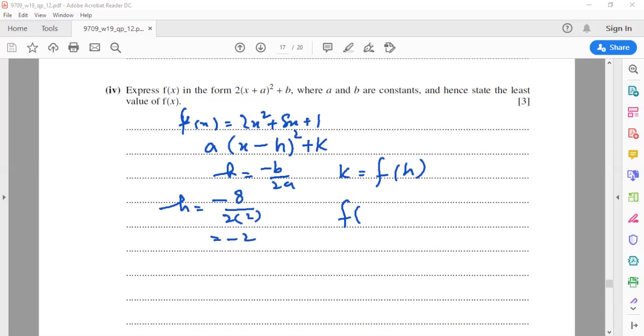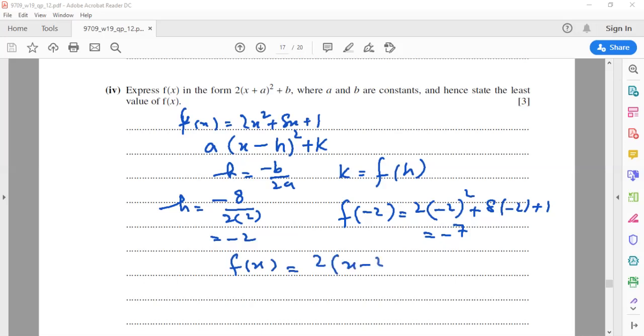So when we find f of minus 2, 2 into minus 2 square plus 8 into minus 2 plus 1, it gives us minus 7. So f of x can be written as 2 times x minus 2 whole square minus 7, where this is the least value because the coefficient is positive, so the graph is seen like this. This is going to be the turning point, and the least value is going to be minus 7. Let's go for the further one.